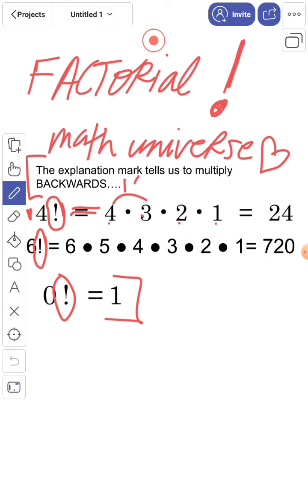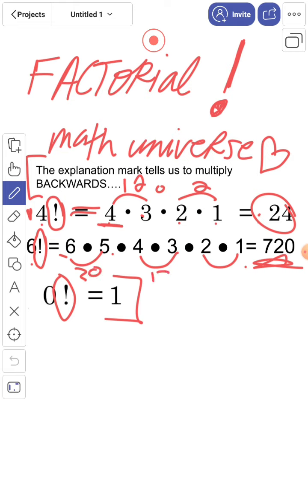Okay, so that's 12. That's 2. Multiply, you get 24. 6 factorial, same exact thing. So you start at the number that they give you: 6 times 5 times 4 times 3 times 2 times 1. And you're going to get 720. So these answers get big really fast. I like to do them in pairs. So I know that's 30, I know that's 12, I know that's 2, and I know that's 24. So 30 times 24 is 720.